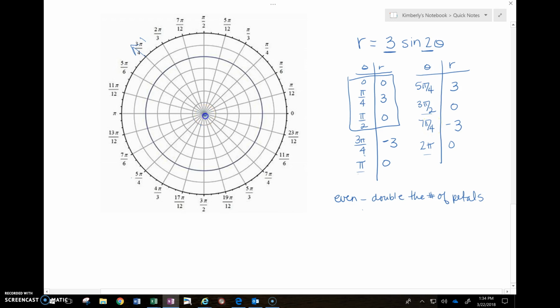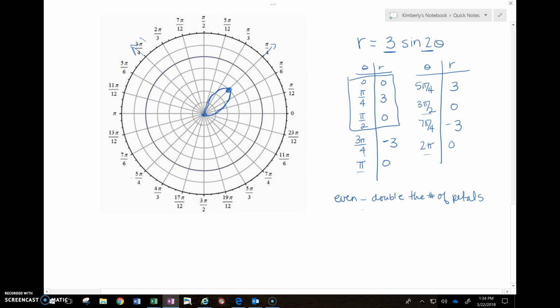0, 0. So we're at the origin and we don't move at all. Pointing toward pi fourths, we go 1, 2, 3, and then pi halves has us back to 0. And so this creates that first petal. That's really important, that first petal.